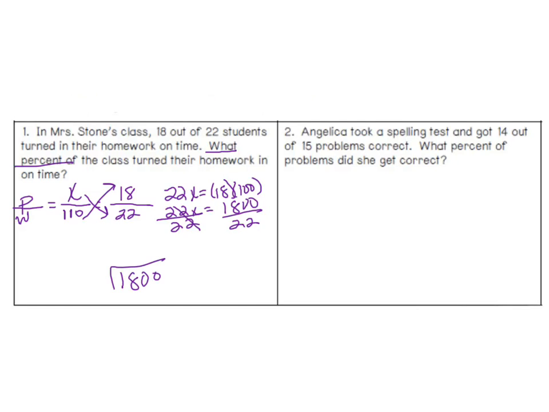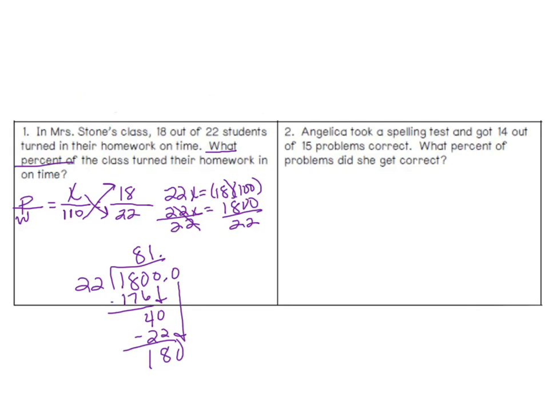1800 divided by 22. Let's see. That's going to be 8, which is 176. Subtract, and we have 4. Bring down the 0. 40 divided by 22 is going to be 1. Subtract, and we have 18. So we have to add a decimal and a 0.